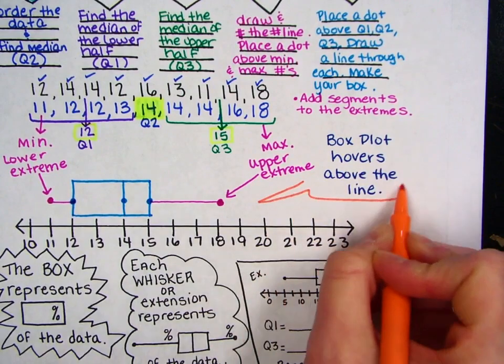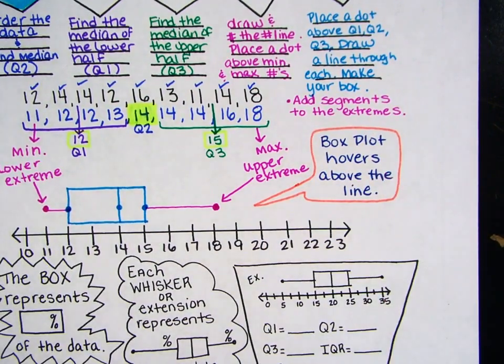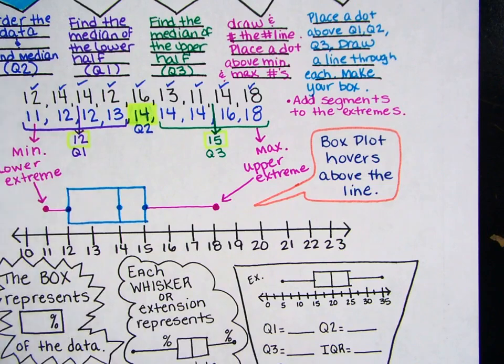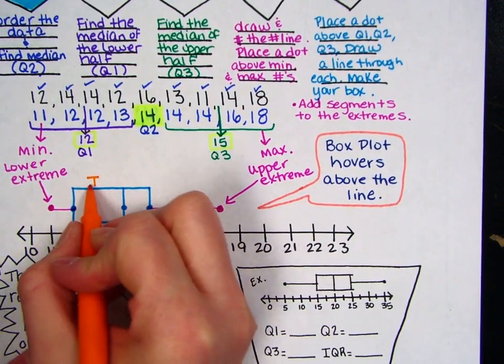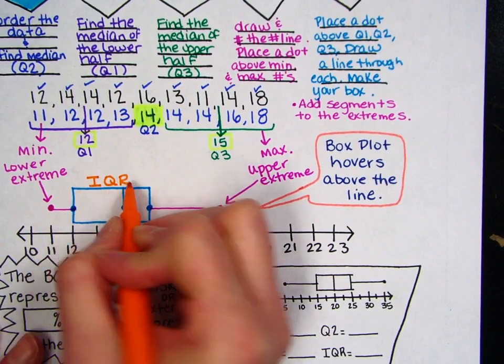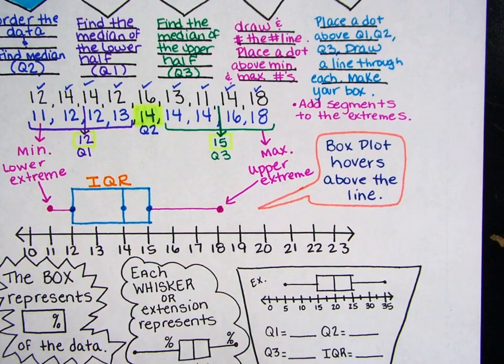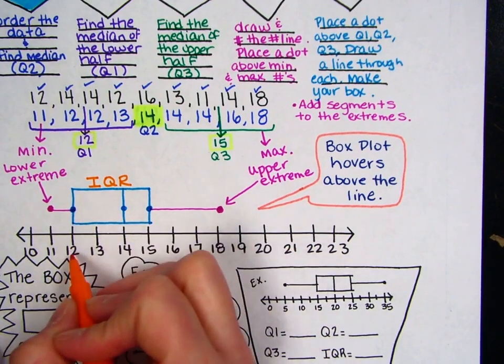Alrighty, and then the very last thing we're going to do is look at the stuff at the bottom. Oh, I did indicate that the box was the IQR, didn't I? Let's label that IQR before we go any further. And you know what? I'm going to come back later and I'm going to highlight that box to indicate the IQR, which in this case is the difference between 15 and 12.